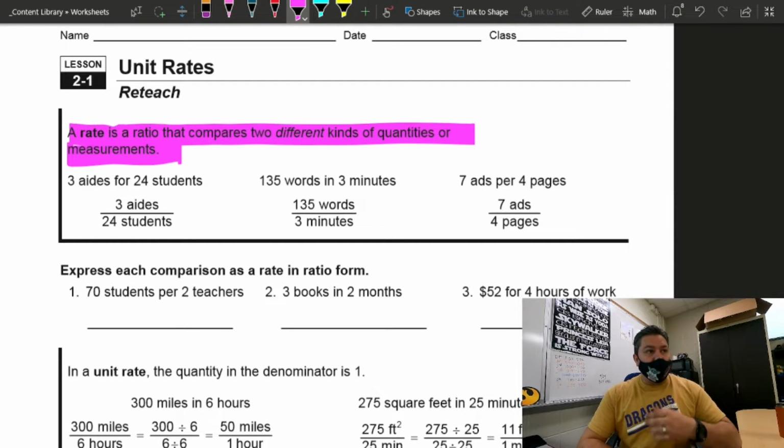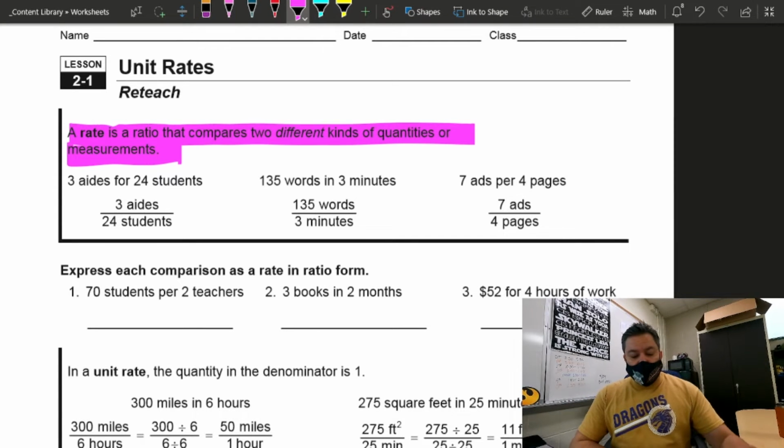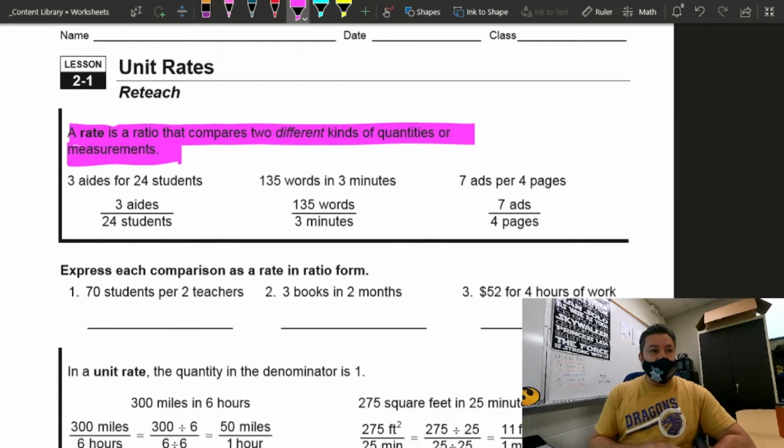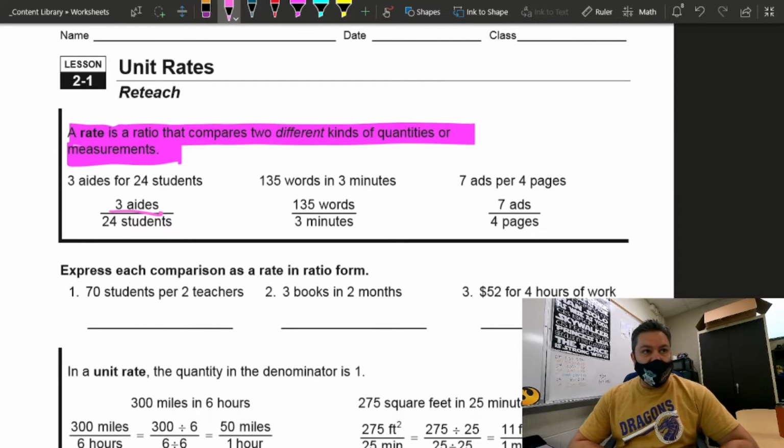So for example, we have a sample right here that says we have 3 aids for 24 students. So the ratio is going to be a form of a fraction, and you can actually see it in different ways. And we're going to learn about those ways later on in the year. So every 24 students, we need 3 teacher aids. So all we got to do is write it like so. We have 3 aids for 24 students. You just write it as a fraction.